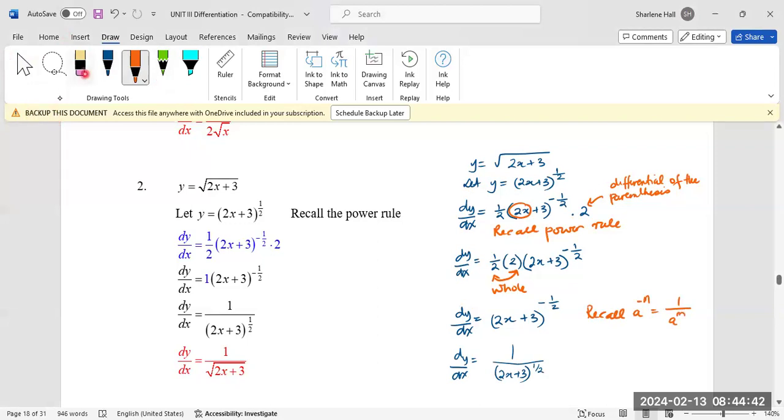All right? But this is also the same thing as 1 over the root of 2x plus 3. You get that? Understand that?